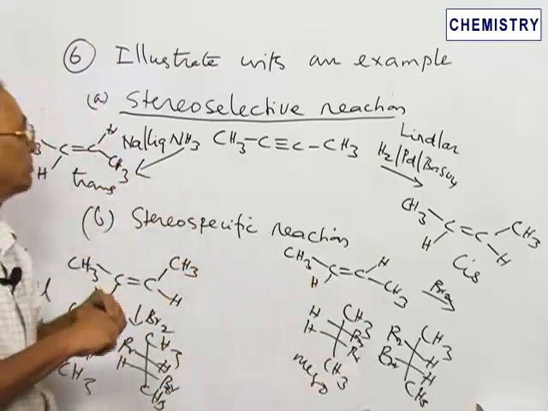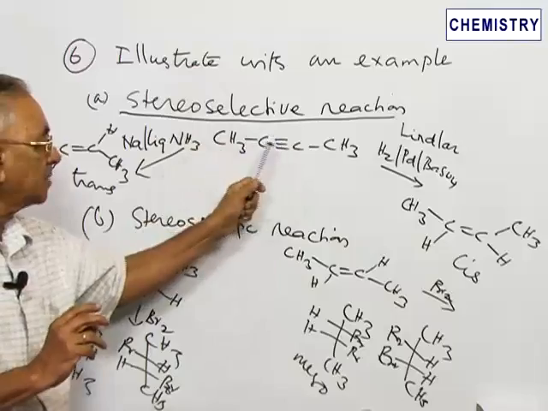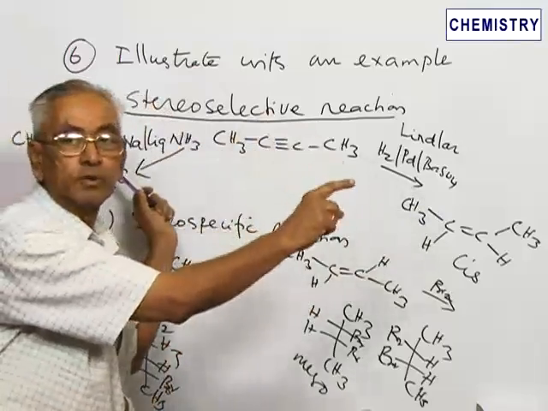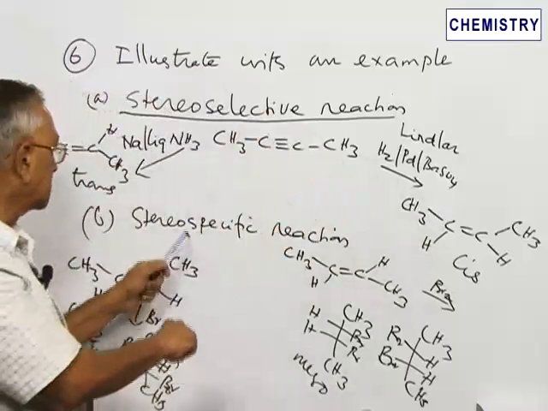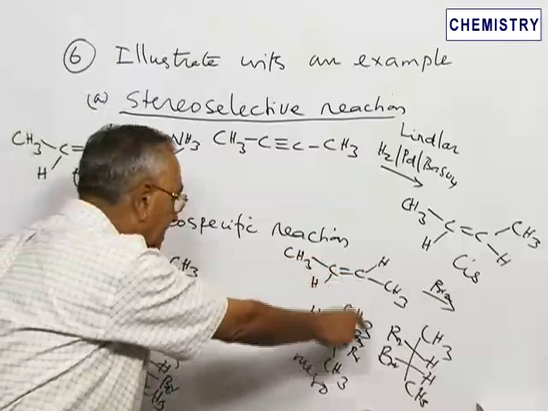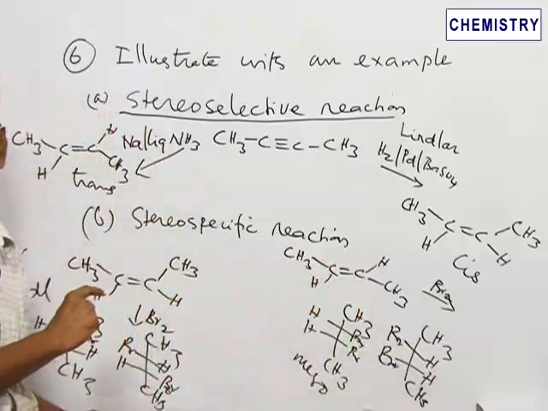So to sum up, a stereoselective reaction is one in which the same starting material gives rise to two different products on the use of two different reagents. A stereospecific reaction is one in which two different starting materials are there, a common reagent is used, and two stereochemically different products are obtained.